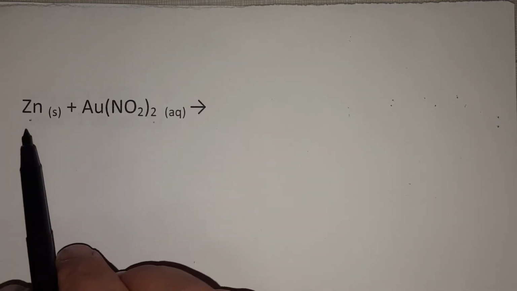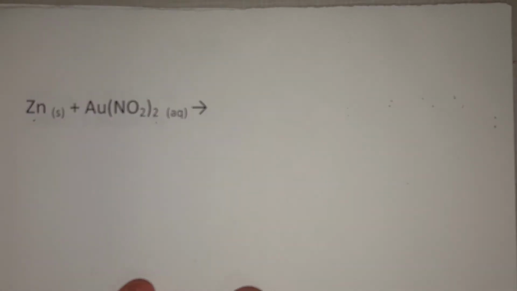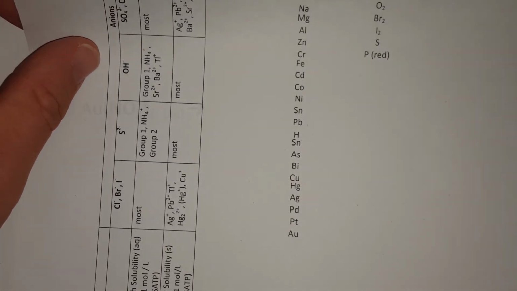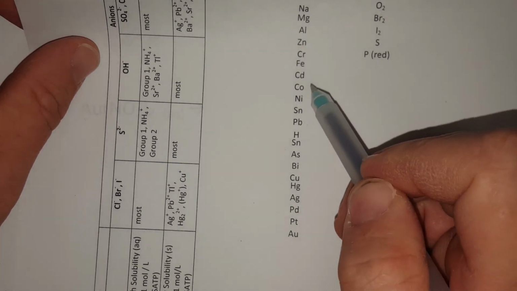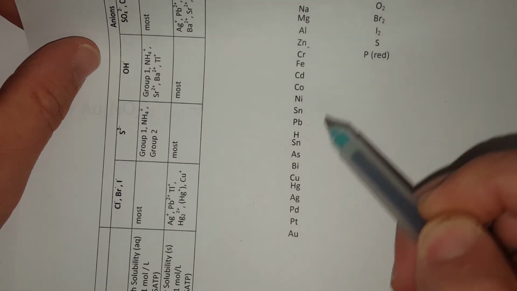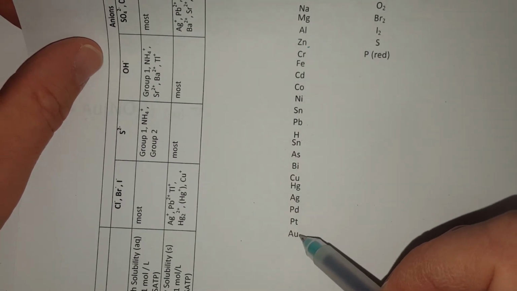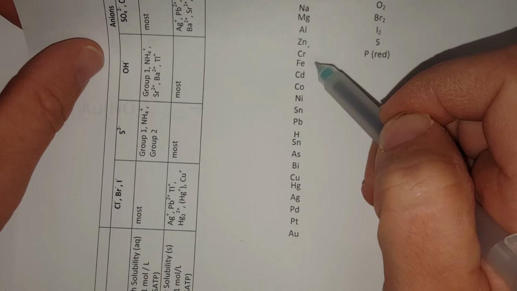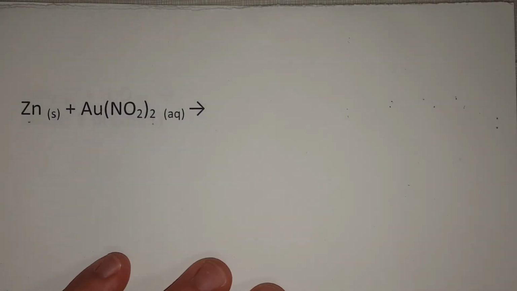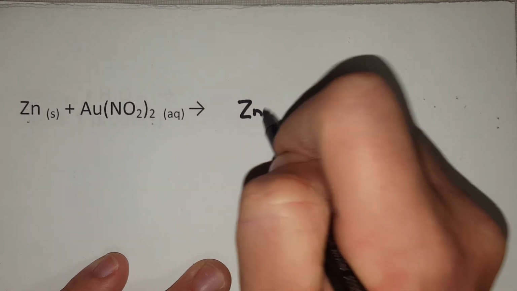Okay, so here I have an element plus a compound. An element plus a compound suggests that a single displacement reaction will occur. So then I'm going to go to my table where I have my activity series, and I'm going to look for zinc, and then I'm going to look for gold. I can see that zinc is above gold, so that tells us that my zinc can displace my gold.